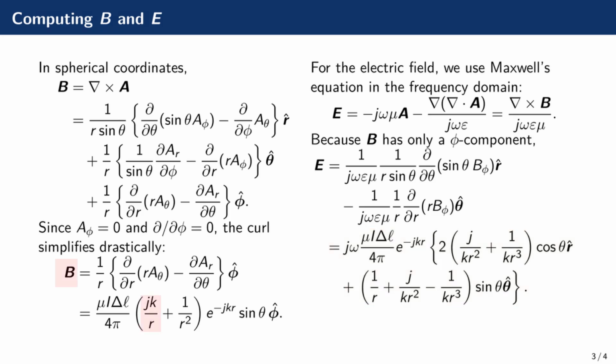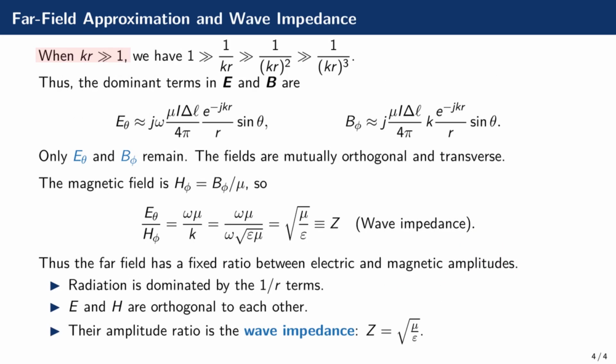An important point is that B contains terms proportional to 1 over r and 1 over r squared, while E contains terms proportional to 1 over r, 1 over r squared, and 1 over r cubed. Now consider the far field where r is sufficiently large, or equivalently, where kr is much greater than 1. In that region, the 1 over r term dominates, and the 1 over r squared and 1 over r cubed terms become negligible. Therefore, the radiation field is approximated by the expressions shown here.